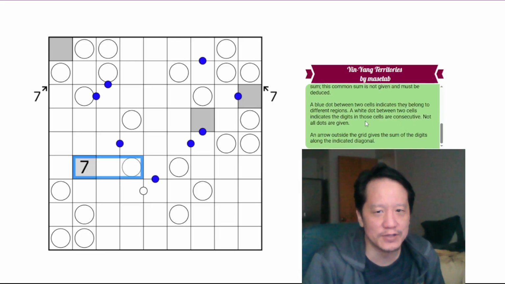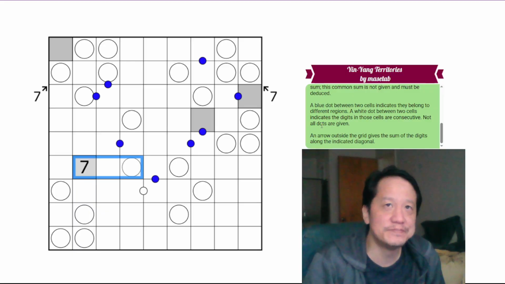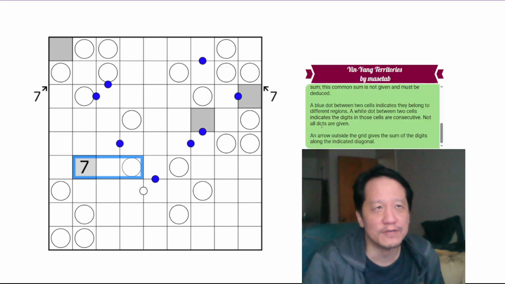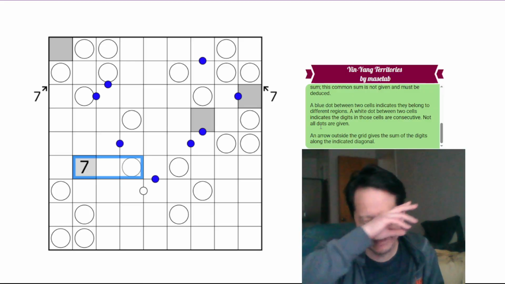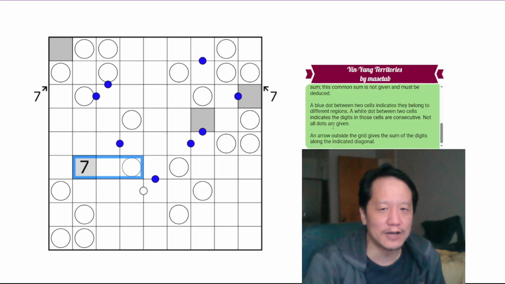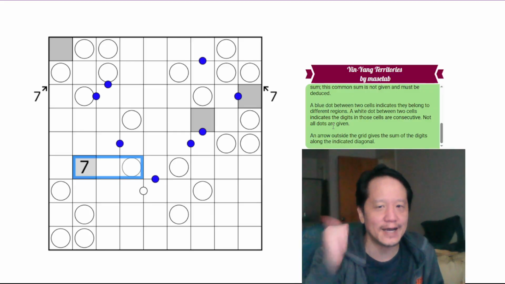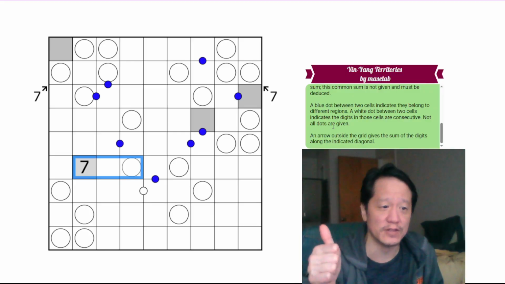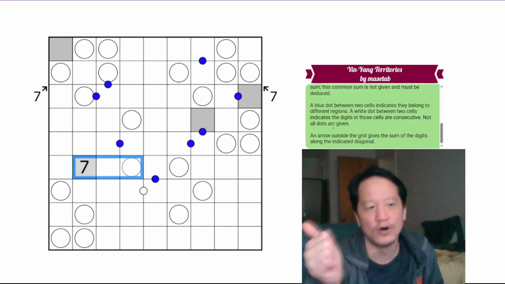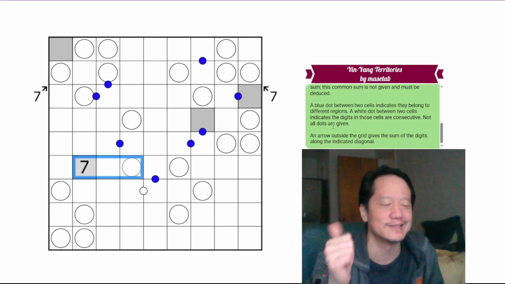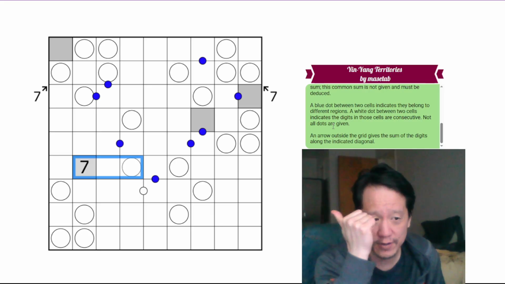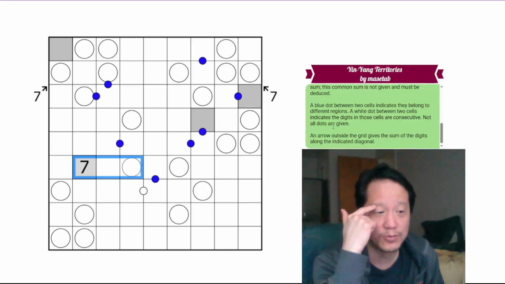And also that's why I don't like not all dots are given. Well, that's actually a different thing. I usually like not all dots are necessarily given, because usually that information isn't important. But here, that not all dots are given specifically is important to the solving of the puzzle.